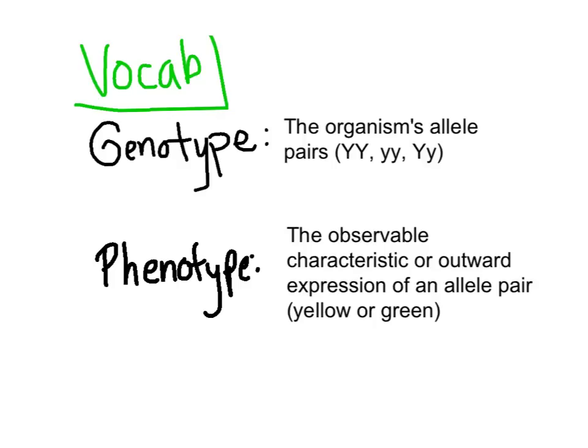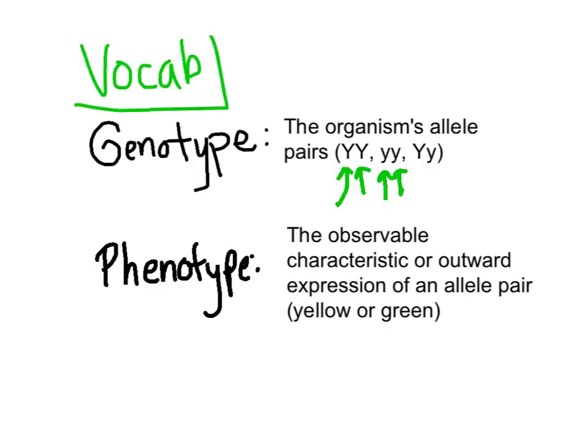Before we get to our rock, paper, scissors game, minus the scissors, we need to talk about some important vocab. A genotype is the organism's allele pairs. So like I said, all of the peas, all of the traits that we find will have two different alleles. So here we have two different ones, here we have two different ones, and etc. Those alleles can either be big Y, or little y, or big Y, little y.